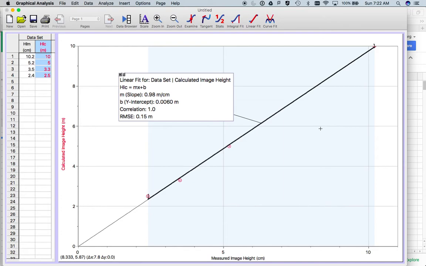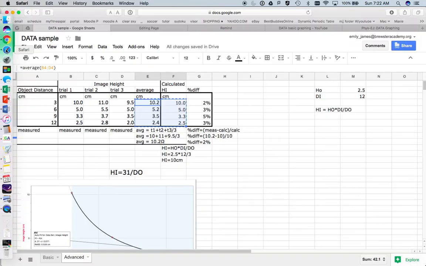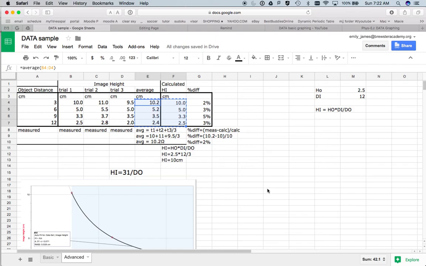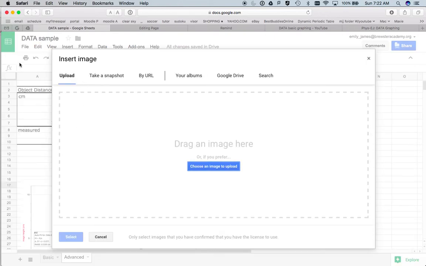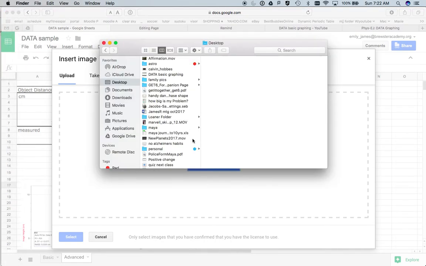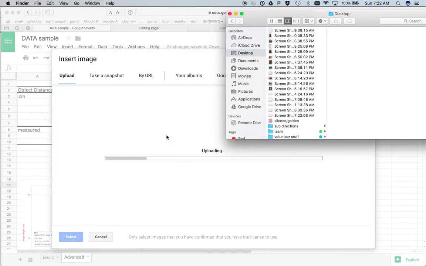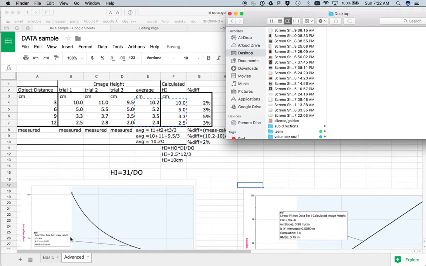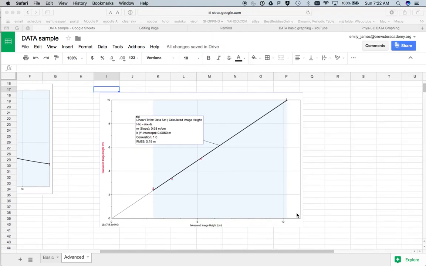To get this graph into your sheet, highlight it and Command-Shift-4 to take a screenshot. Go back into your Excel thing, find a box, insert image. You can't actually, which is kind of annoying, you can't just drag it in there. It won't work. You got to drag it in here. And here's our other graph. We may want to make it a little smaller.